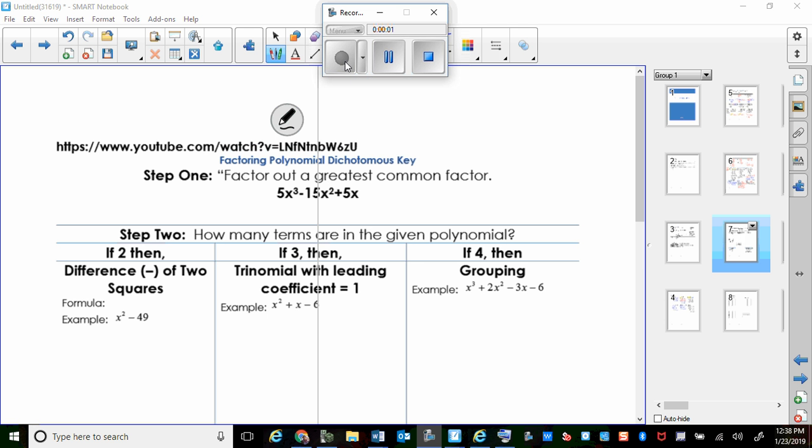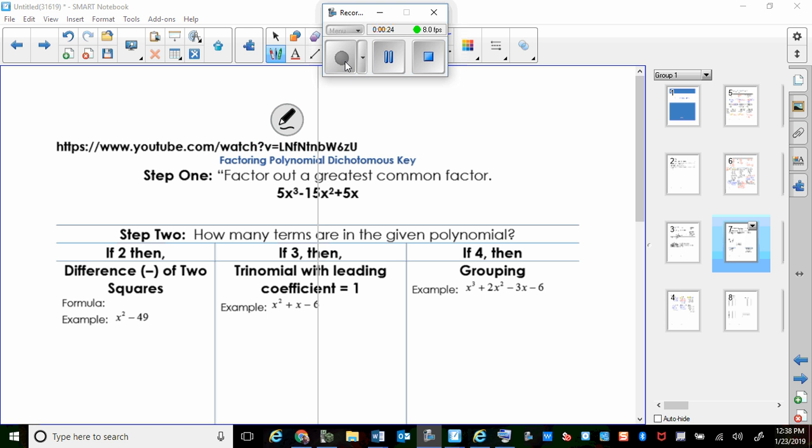So there is a video to what we're about to do. What we're going to do is something you've probably done before, which is basically create a key to how you would factor. The first part of factoring, we're going to take it in steps.